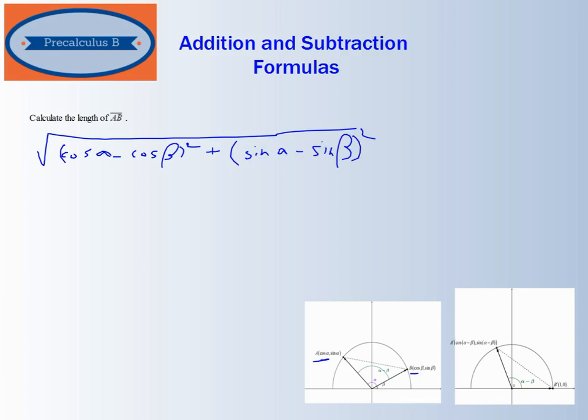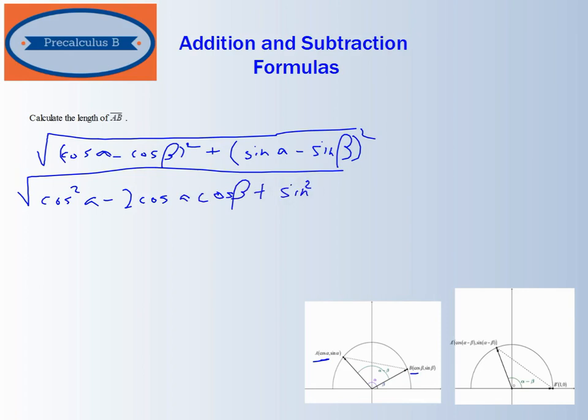So that's what we do there. Now, if we actually square these, multiply them out, and this is important, we end up with cosine squared alpha minus 2 cosine alpha cosine beta plus sine squared alpha minus 2 sine alpha sine beta plus sine squared beta. So it's a square root of all of that.